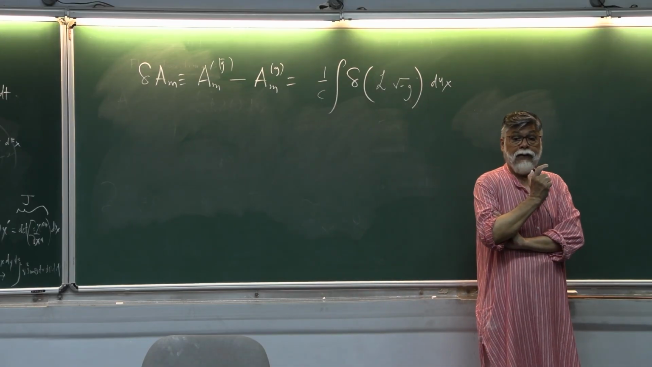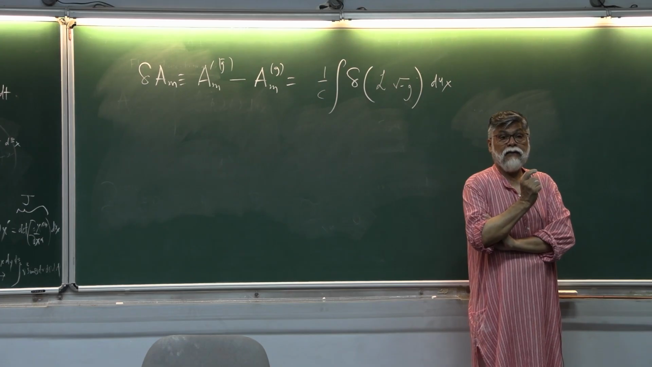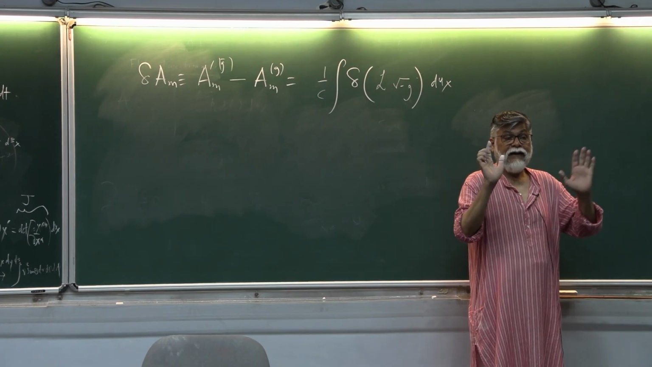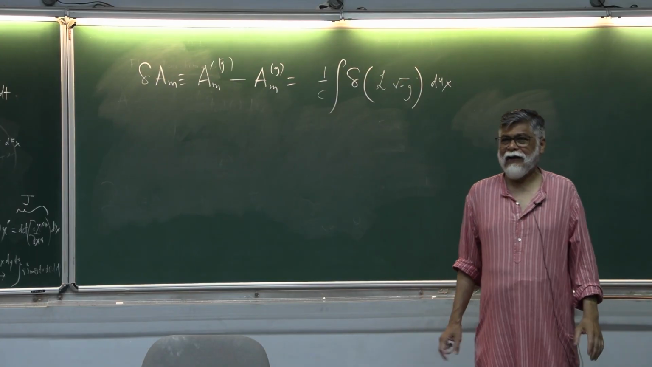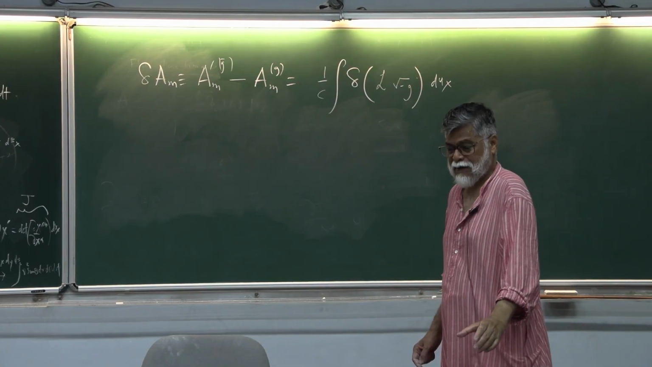Remember, we are making an infinitesimal variation. So we will retain only first order terms. That's the trick which we have been using again and again. We are only using infinitesimal variation.